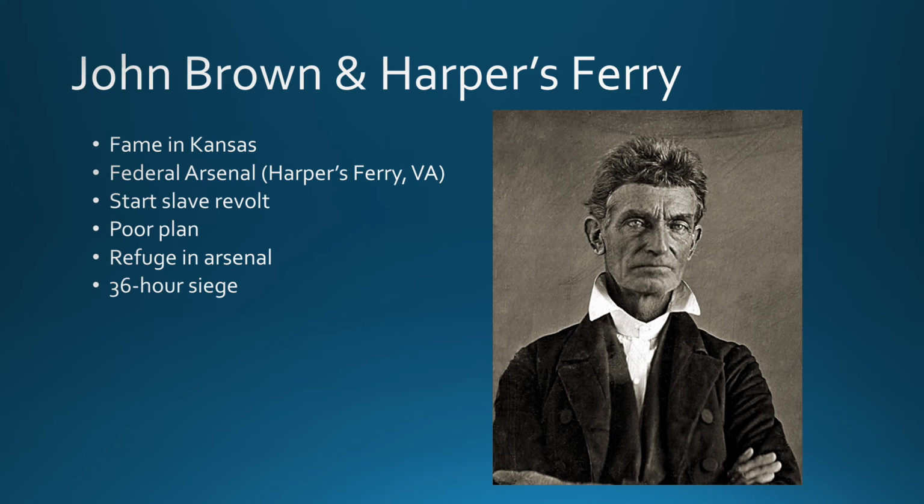For 36 hours, John Brown hides out and takes refuge in the Arsenal's fire engine house. He threatens to kill hostages and other things like that. And finally, Robert E. Lee will come in and capture him. So he's taken into custody, and he will be placed on trial for treason, which is a capital offense. So if he is found guilty, he will be put to death.